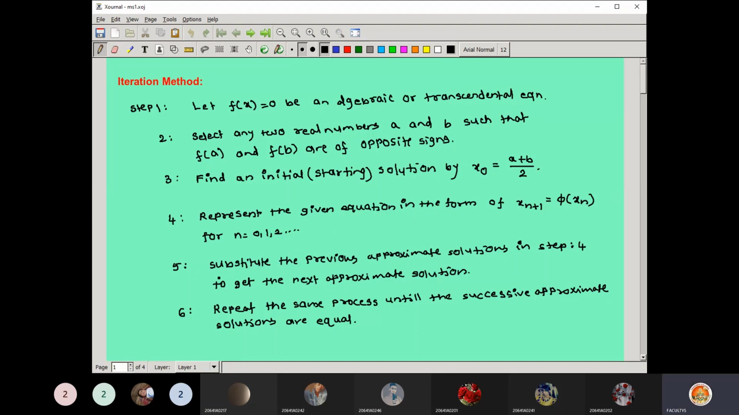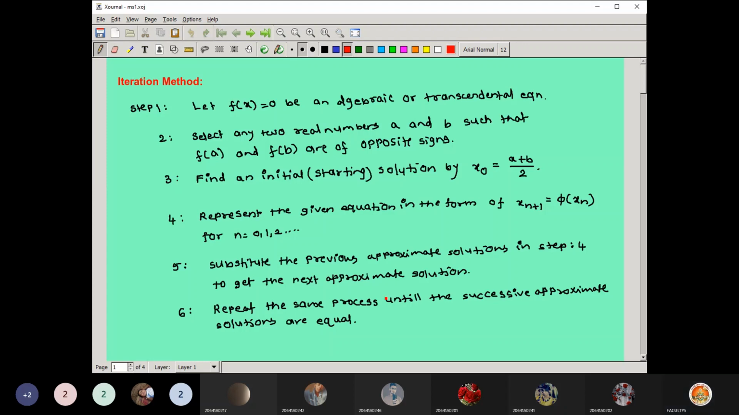Step number 5. Substitute the previous approximate solutions in step number 4 to get the next approximate solution. In step 4, the previously calculated values are substituted one after another.